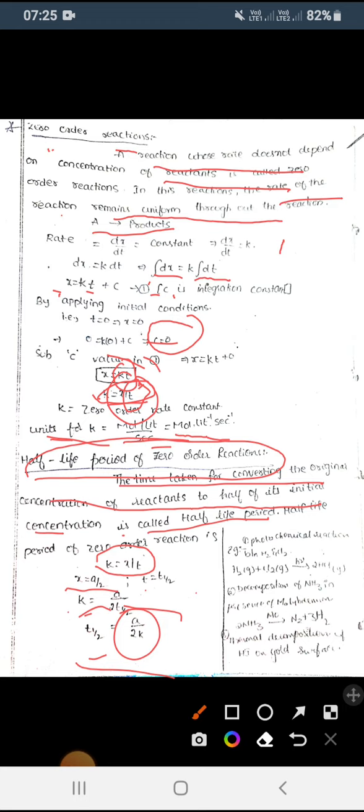The examples we can take here are H2 plus Cl2 gives 2HCl, the decomposition of NH3 into the gases N2 plus 3H2, and also H2 plus I2 gives 2HI. These are the examples we can take as zero order reactions.